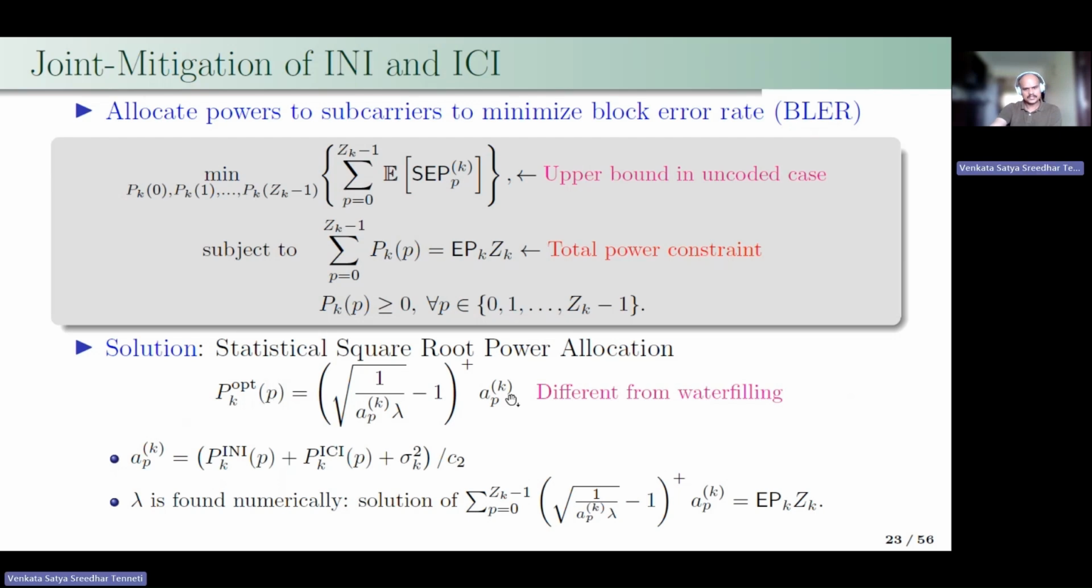The optimal solution depends on the parameter A_p[k], which is the sum of INI and ICI powers at subcarrier p, in addition to the diffusion noise. It is scaled by a parameter C2. This parameter C2 depends on the modulation scheme which we use. The lambda parameter in the optimal solution can be found numerically by substituting the optimal powers in the total power constraint and solving this equation numerically. We can find the parameter lambda.